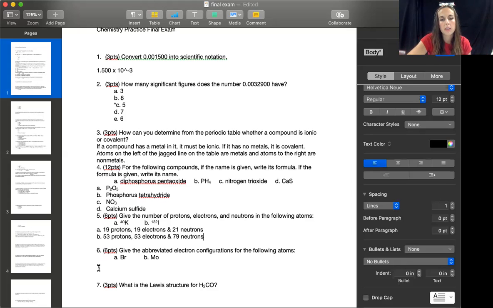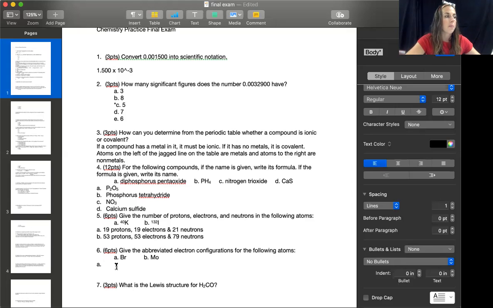Let's move on to number 6. We're going to give the abbreviated electron configurations for these atoms. I kind of like this part, it's fun. So what we're going to do is look at the periodic table, and this does say abbreviated, not the full electron configuration. I'm going to find bromine, letter A, and that's going to be number 35.